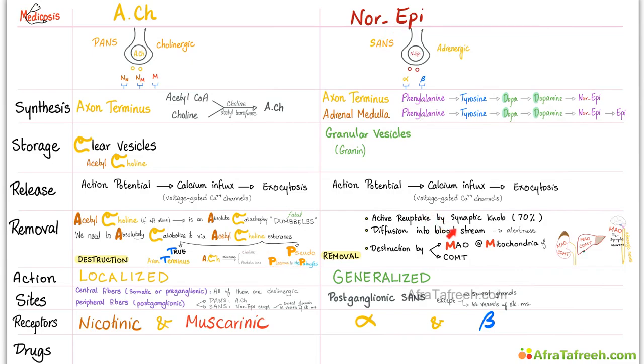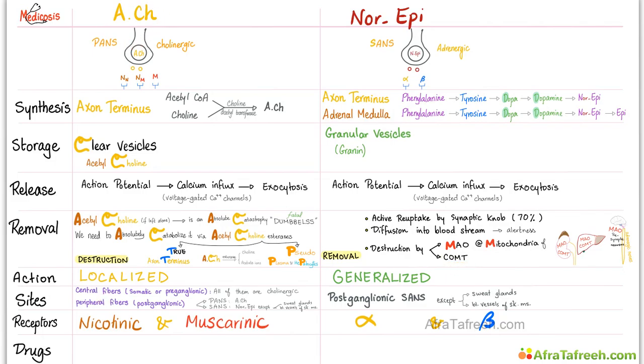How do you get rid of norepinephrine? First, you try to actively reuptake it back to the neuron, from the synapse to the neuron. This is called recycling or reuptake. Some of it will try to diffuse to the bloodstream, making you alert, and we will destroy the rest by MAO and COMT enzymes, monoamine oxidase and catecholamine O-methyltransferase.